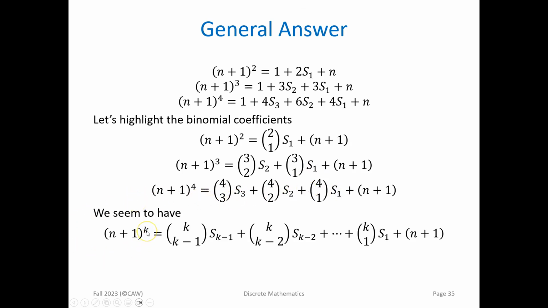(n+1) to the k power is equal to k choose k minus 1, the binomial coefficient, times S sub k minus 1, plus k choose k minus 2 times S sub k minus 2, plus ellipsis, plus all the way down to k choose 1, S₁, plus n plus 1. So we have a general formula for (n+1) to the k written in terms of these summations.